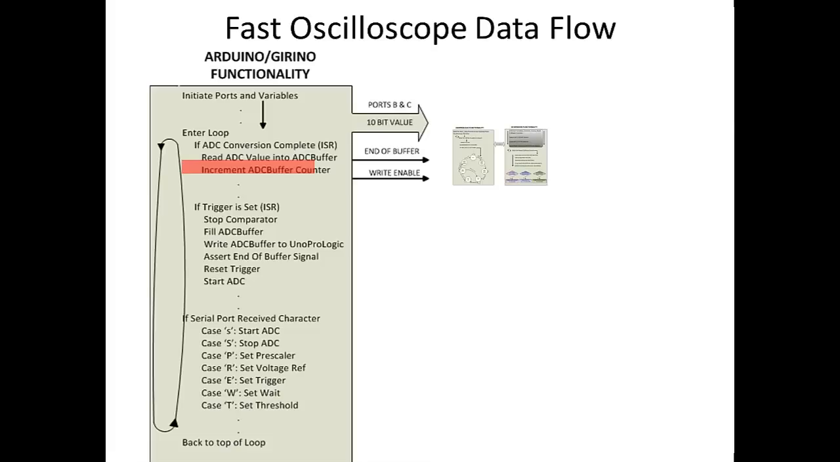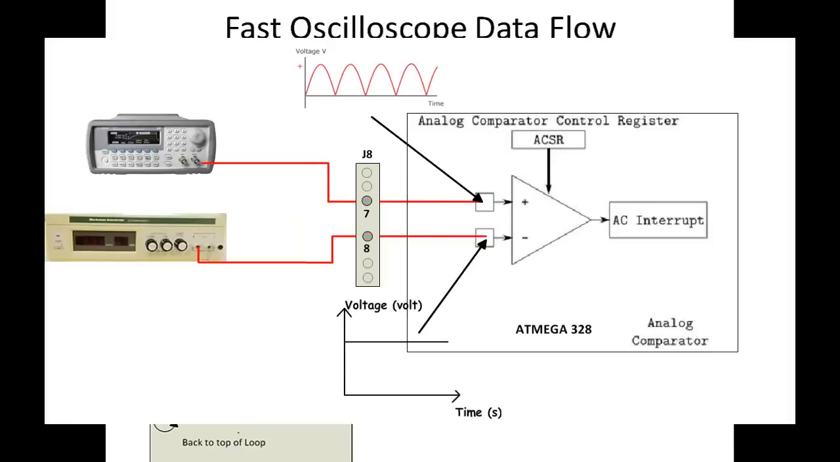This is the trigger threshold level and is set by applying an analog voltage at pin 8 of the J8 connector. So pin 8 of the J8 connector is attached to the internal analog comparator inside of the ATmega328 chip. It is connected to the negative input of the comparator. The positive input of the comparator is connected to pin 7 of the J8 connector on the Uno Pro logic. The Fast Arduino Oscilloscope cable harness connects pin 7 of J8 to pin 1 of J9.